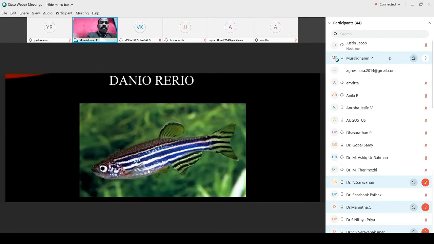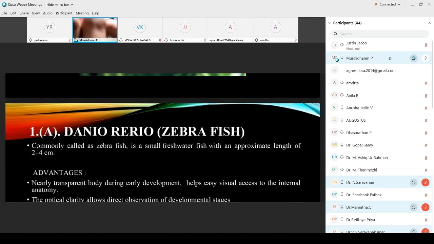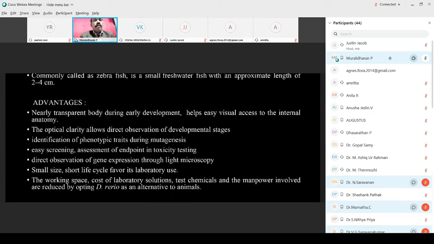The first species available in the alternative method is Danio rerio, commonly called the zebrafish, and it is a small freshwater fish with a length of 2 to 4 centimeters. The advantage of this model is that it has a nearly transparent body, which can be seen during the early development, and it easily helps for visual access. So you can visually see the internal anatomy of the fish when it grows, and the optical clarity of the internal organs shows that we can directly observe the development stages involved in various organs.